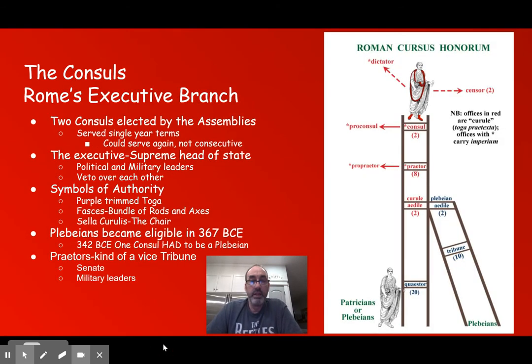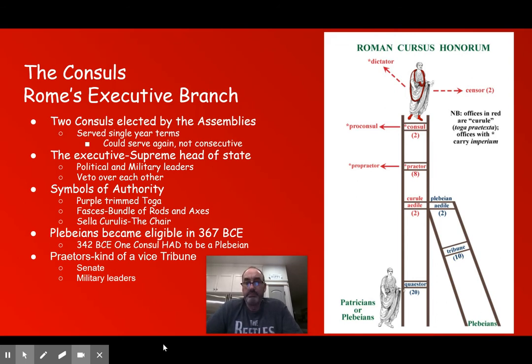Let me go back. The plebeians actually won the right to become consuls in 367, and by 342, one of the consuls had to be a plebeian. And so we see that adding to their power.